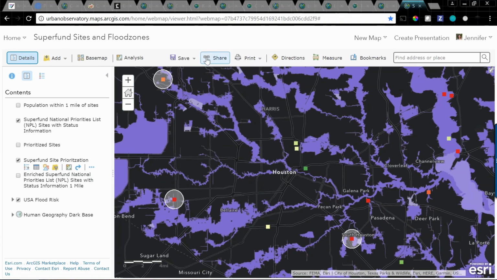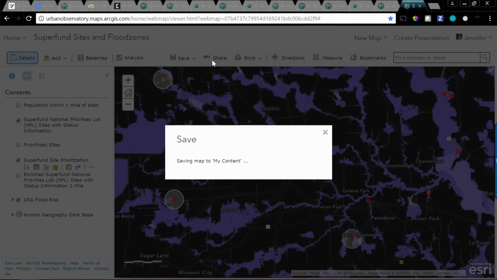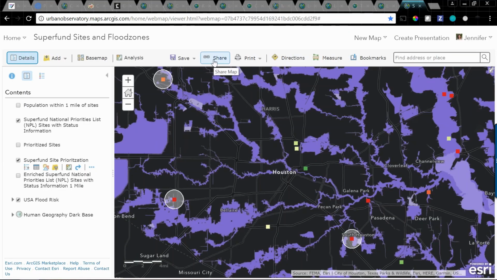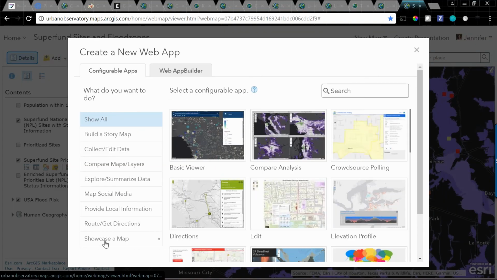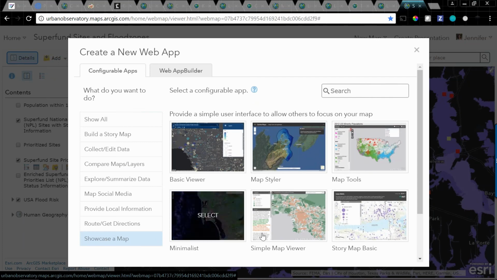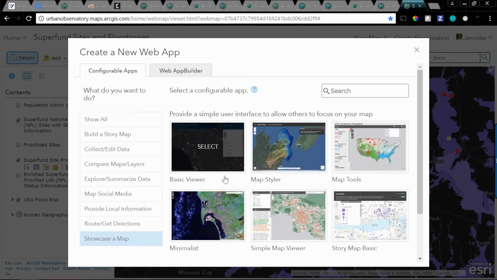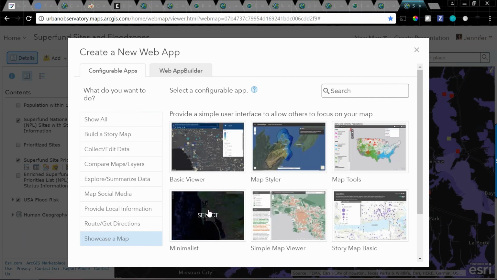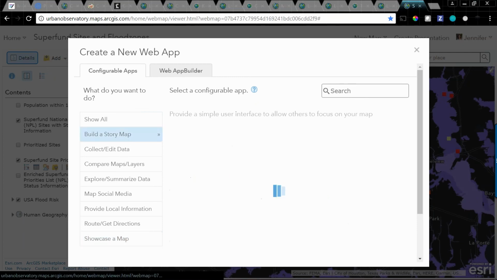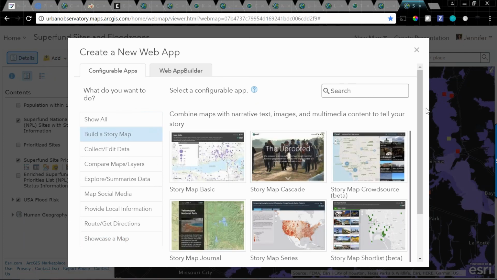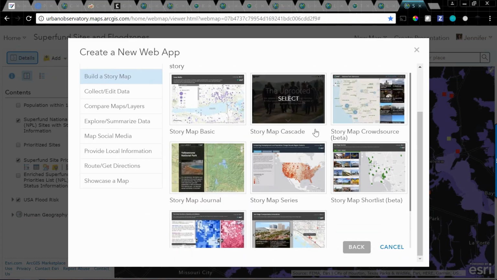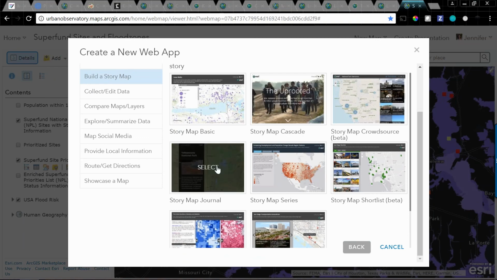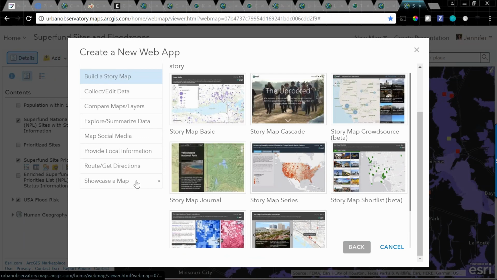Well, one way is to save the map and then share it out as a web app or a story map. In this case, I'm just sharing one map. So I'm going to select something from the Showcase a Map section. And my favorite 3 are Basic Viewer, Map Styler, and the Minimalist app. If you wanted to build a story map, you could do so right there. These are all templates, so that makes it very easy for you to share your map with the world. Today we saw the Cascade and the Story Map Journal, but there's many more that you can choose from.